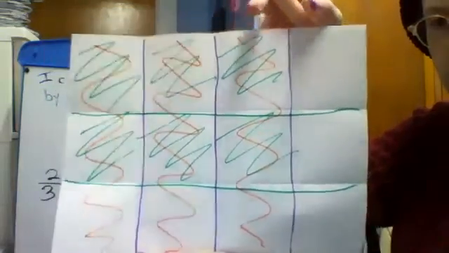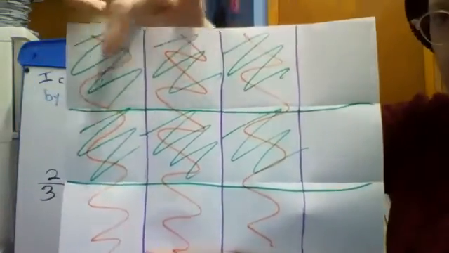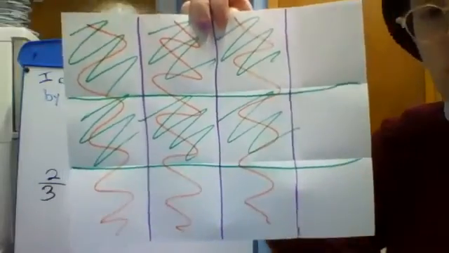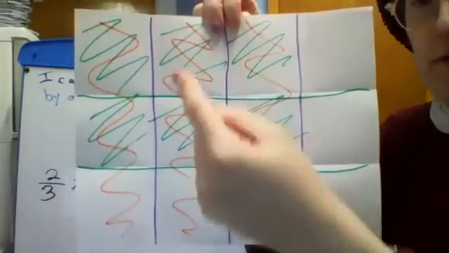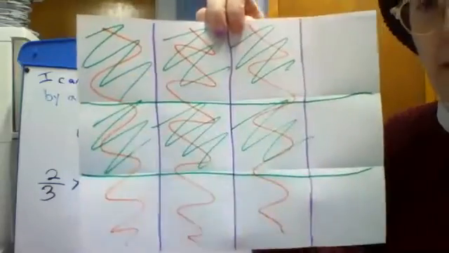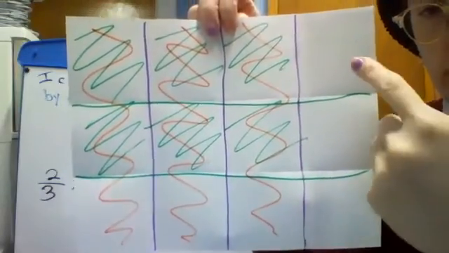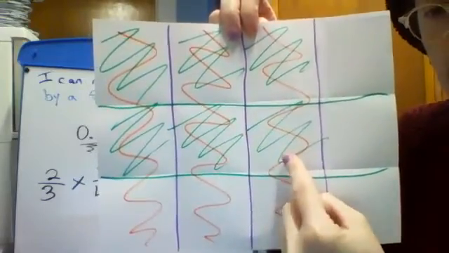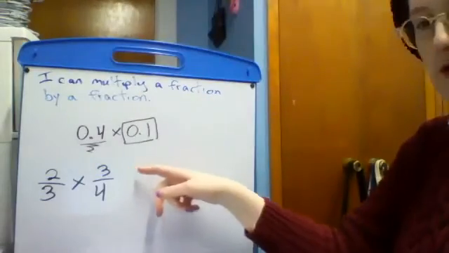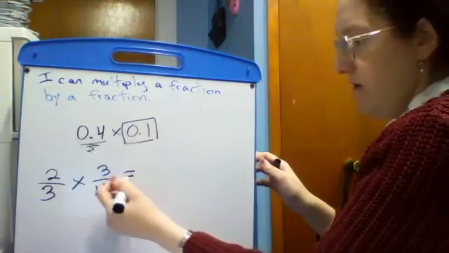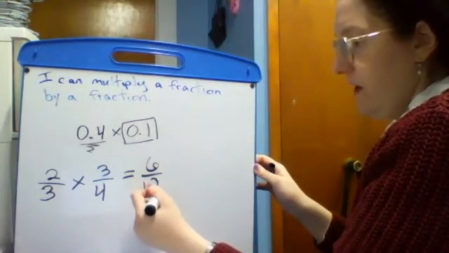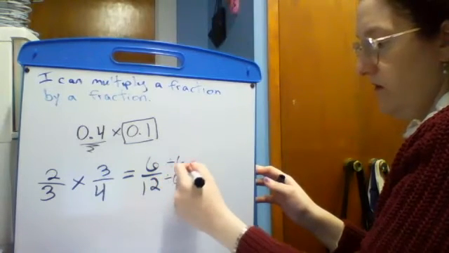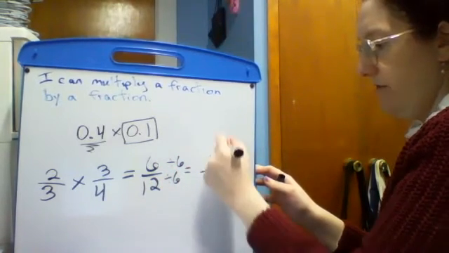So now how many boxes do we have double shaded? I have 1, 2, 3, 4, 5, 6. I have 6 boxes. What do I name those boxes? Well, when I made thirds on top of fourths, I divided my whole into 12ths. Each square is a 12th. So I have 1, 2, 3, 4, 5, 6 12ths shaded. So 2/3 times 3/4 gave me 6 12ths. Now we know 6 12ths is not in simplest form. Divide by 6, divide by 6, and I have 1/2.